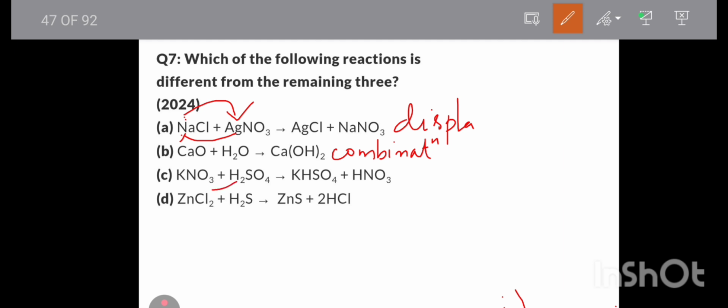Now in the third case also, you just see what is happening. One of the hydrogens is going over here and potassium is coming over here, right? So it is an example of what? The exchange of ions is taking place. So this is a displacement reaction.